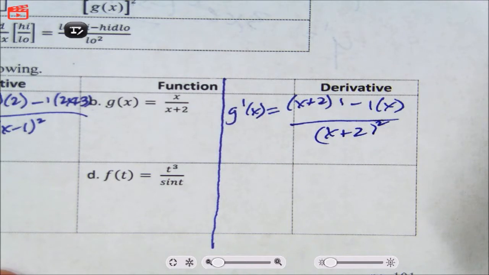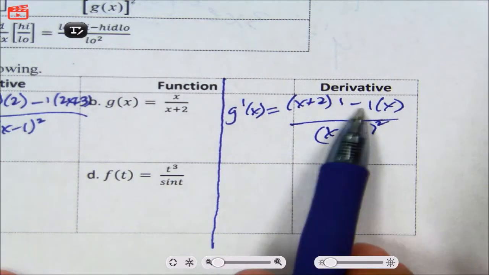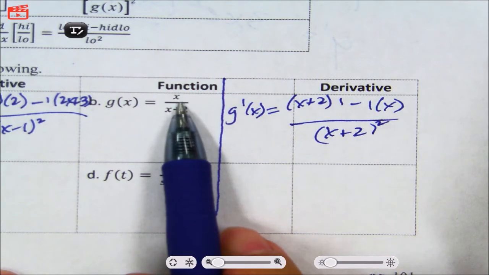Okay, next one. Let's simplify that one. Wait, x plus 2. How's the derivative of the bottom just x, not 1? No, it is 1. x is the numerator. Oh yeah.